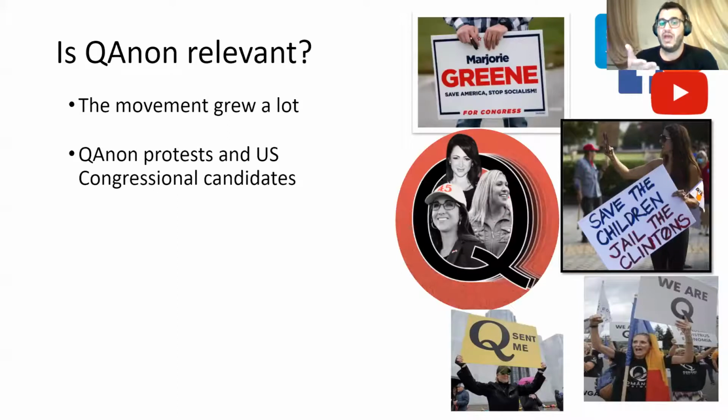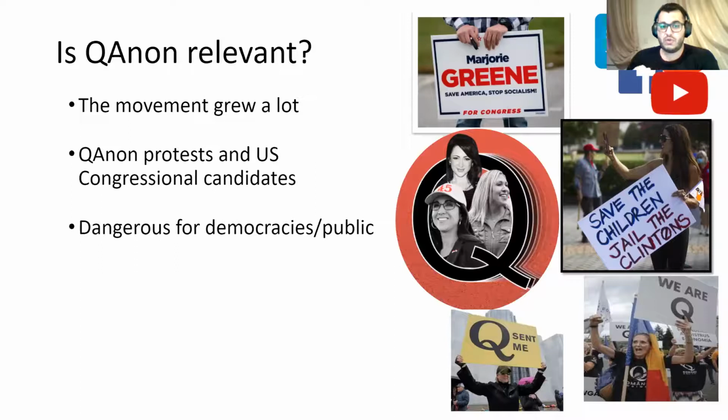Actually, Marjorie Taylor Greene won a House seat in Georgia, and Lauren Boebert won the House seat in Colorado, both publicly announcing that they believe in the QAnon conspiracy theory. Previous qualitative work studied the dangers and threats that conspiracy theories pose both to democracies and to the public. Now, I'm just going to give an example here.